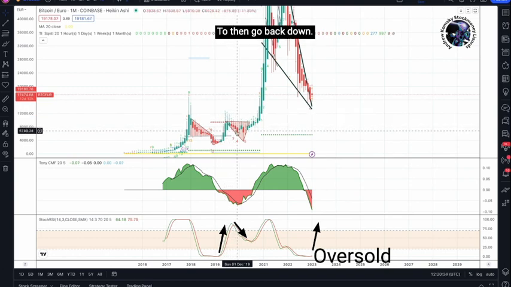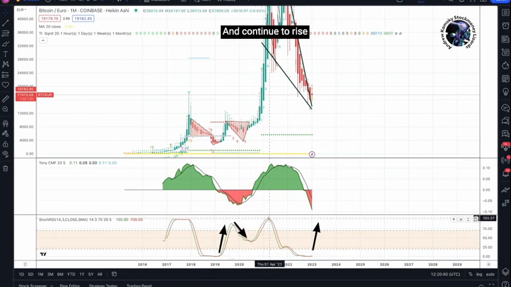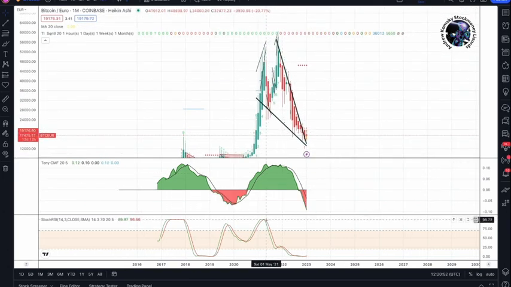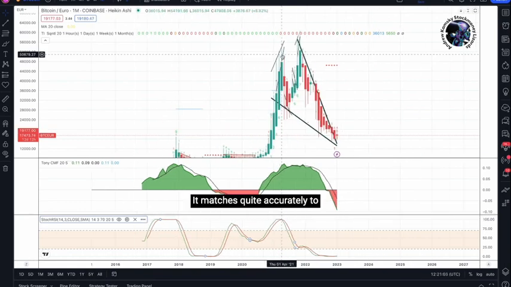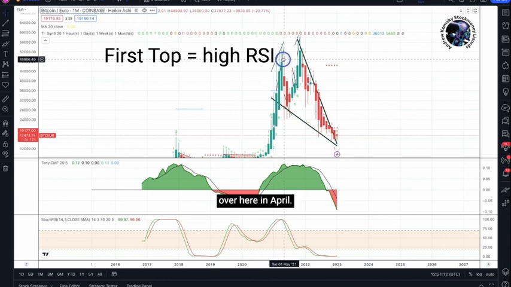to then go back down to the 42 mark and continue to rise before reaching its high on the RSI on the 1st of April of 2021. So if we want to just see what happened on the 1st of April 2021, which corresponds with this level of RSI, it matches quite accurately to the first top we experienced in April, somewhere over here in April.